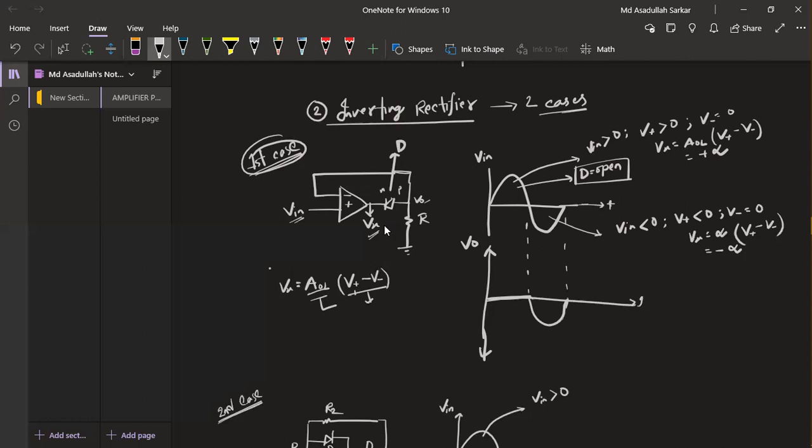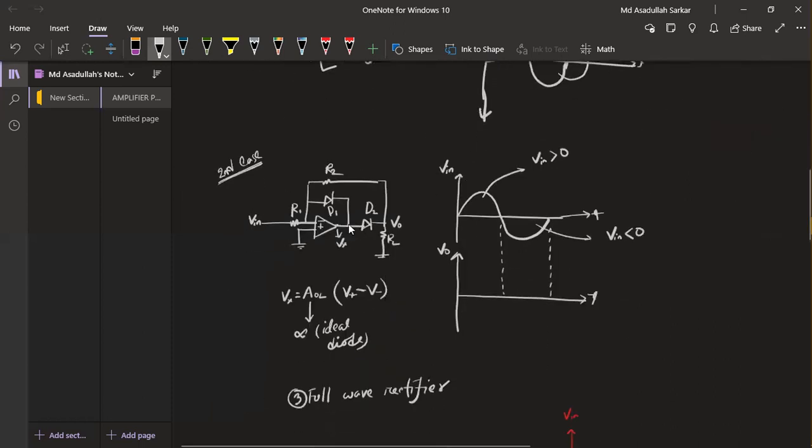So now V output is like V in. This is our first case. But our intention is to make this negative voltage into the positive rectified voltage. For this reason, we have another modified circuit. So here is our modified circuit for the second case. For one cycle, V in is positive and another portion is negative.